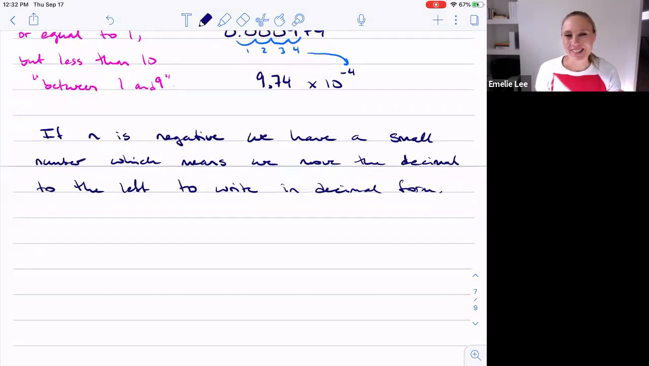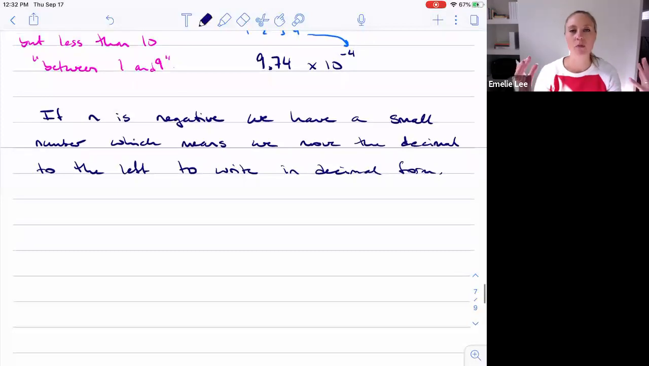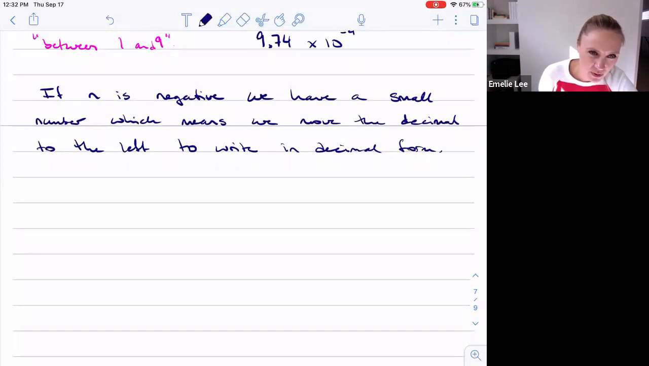The opposite if n is positive. If n is positive, then we've got a large number, which means we would have to expand it out. Okay. Let's do a little example here. What if I've got 3.19, just a quick example, 3.19 times 10 to the power of 5.